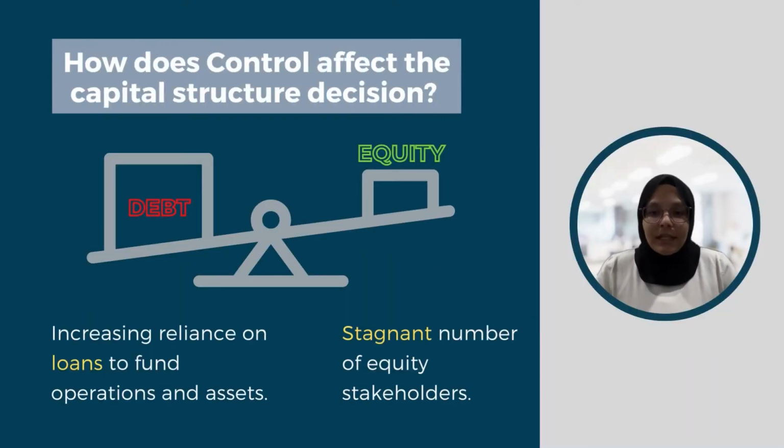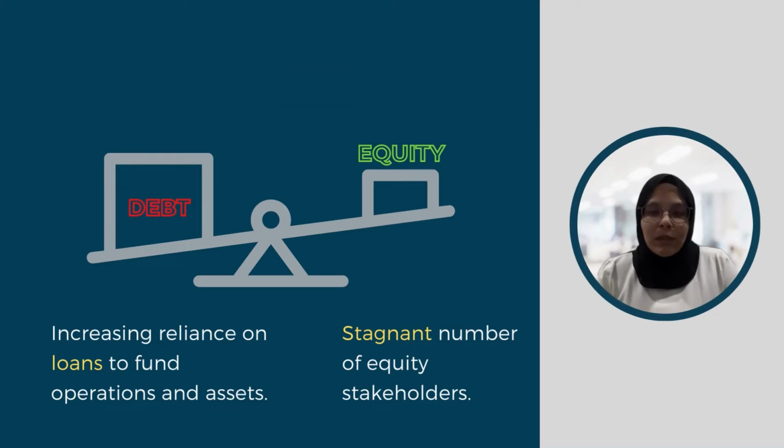With that being said, how does it affect the decision-making? A company that does not want to dilute its control relies on debts such as loans to fund its operations and assets, due to not wanting to add new equity shareholders. This decision will indirectly affect the capital structure as a higher debt ratio is applied compared to its equity.